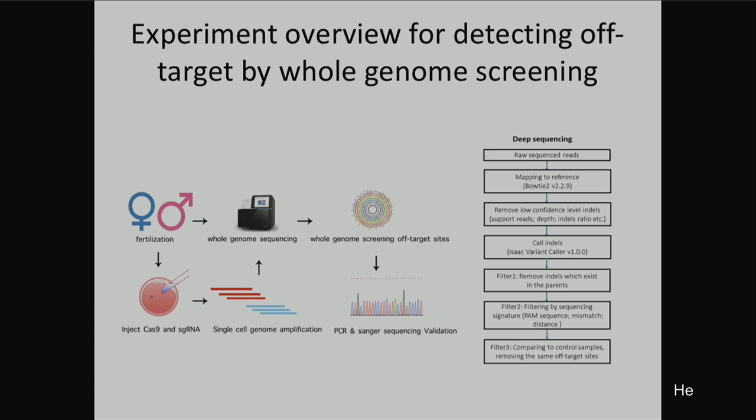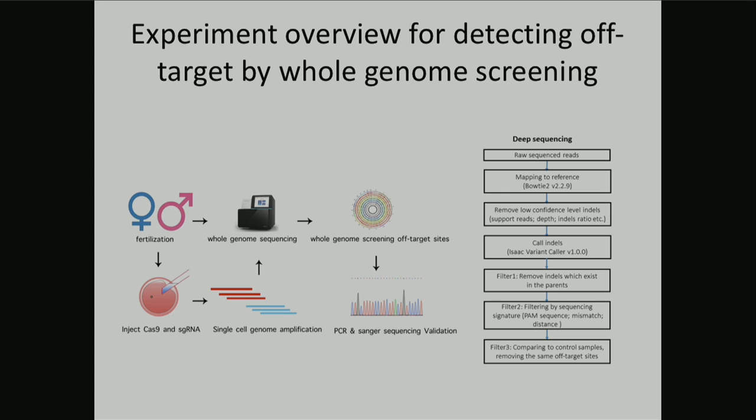So this is the method. From the parents, we get egg and sperm, then fertilize, and inject Cas9 and guide RNA. Then we develop the embryos for a few days. Sometimes we take a single cell, sometimes we take the whole embryo for genome amplification, then do deep sequencing of the whole genome. At the same time, we sequence the parent genomes as a control reference.